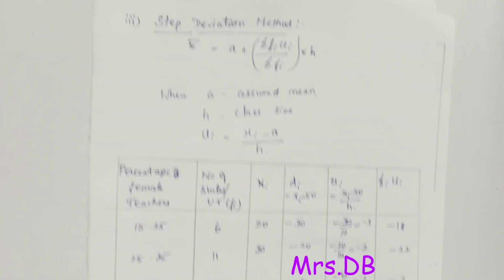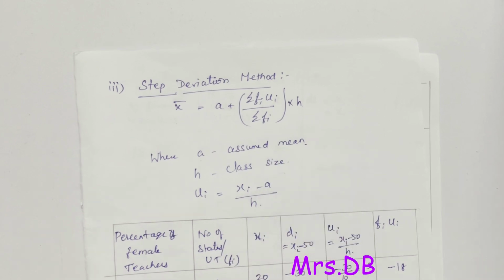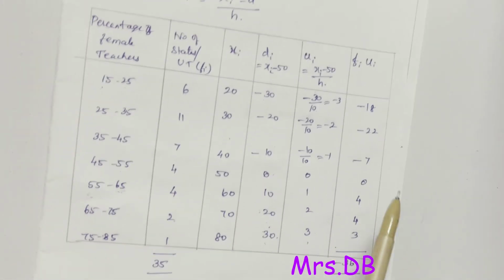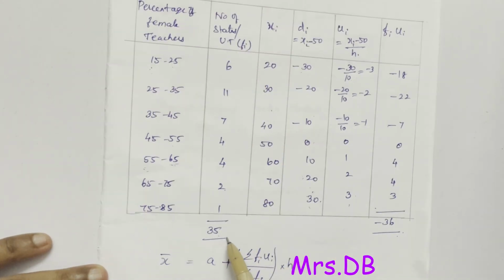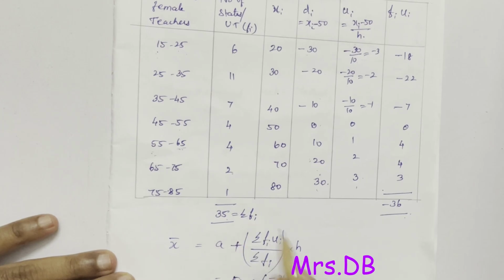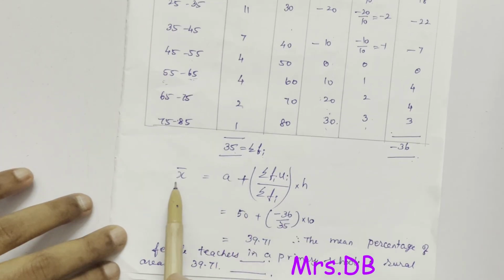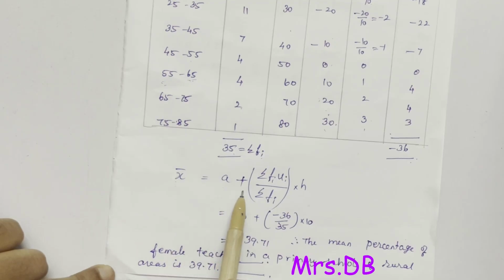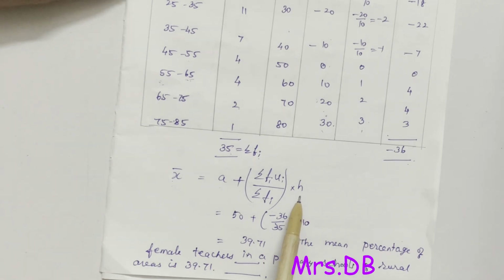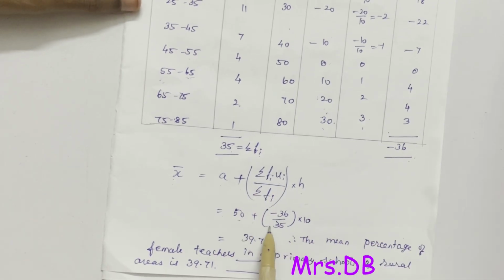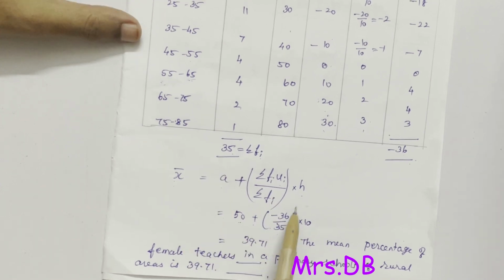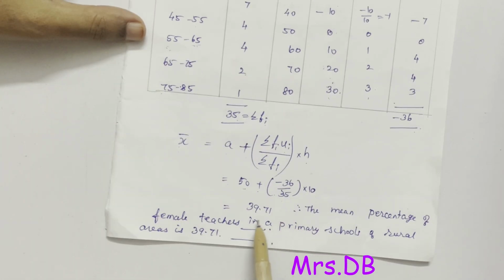Next, for our formula we have to calculate fi ui. So I am calculating fi ui here, and we found sigma fi ui. And I found sigma fi. This is sigma fi. We have to write i in a suffix, and then we have substituted x bar equal to a plus sigma fi ui by sigma fi into h. So you know what h is now. A, the assumed mean, is 50, sigma fi ui is minus 36, sigma fi is 35, and h, the class size, is 10, and we found the answer.